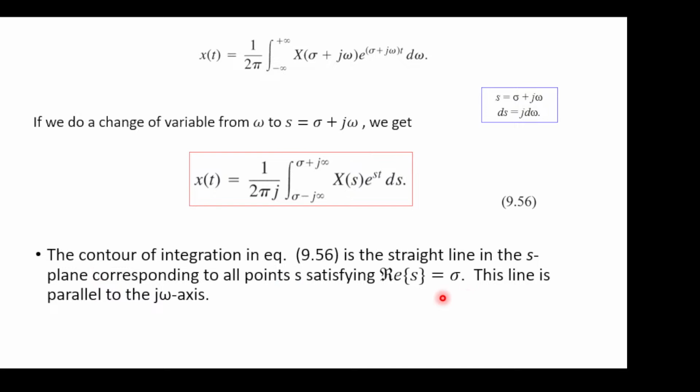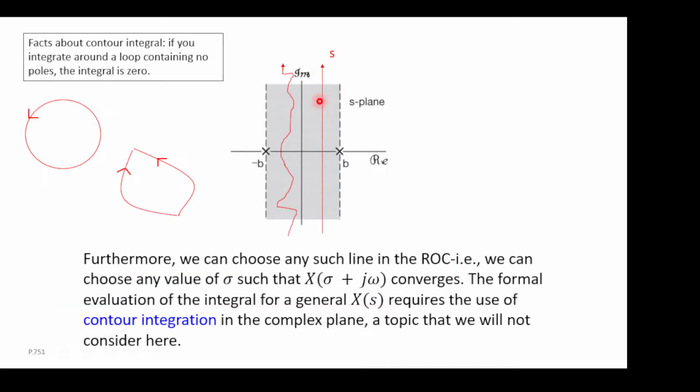We are saying that the sigma needs to be inside your ROC, but we didn't say which sigma. That means that for any sigma inside your ROC, this integral should give you the same result. And that's actually true. Why this is true is because of some facts about contour integrals we can talk about here.